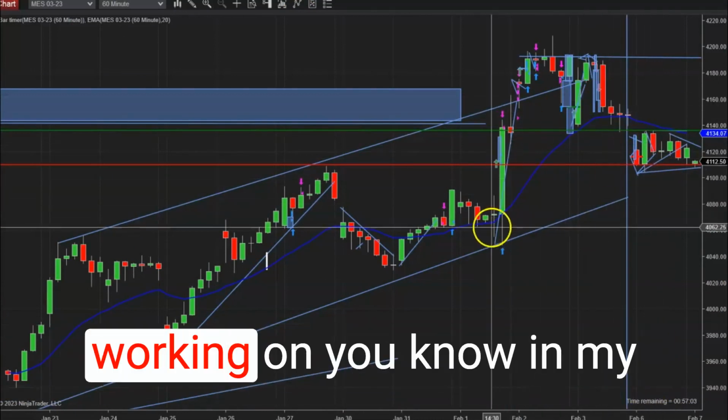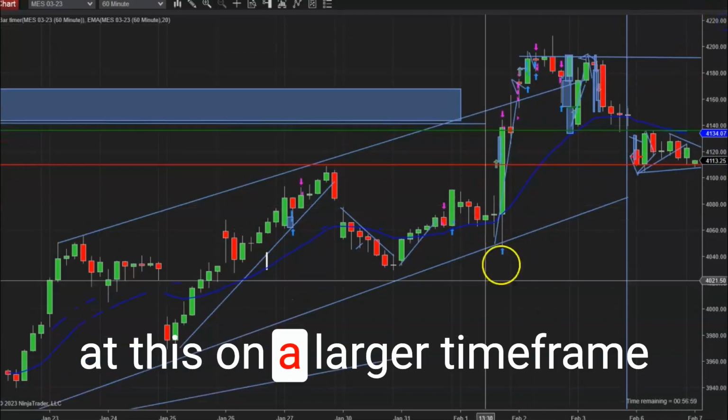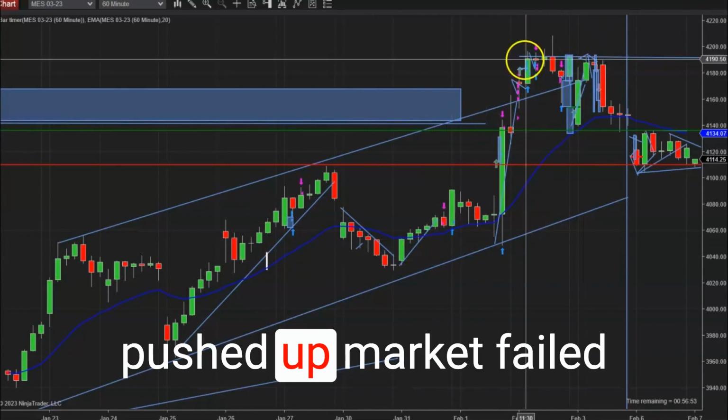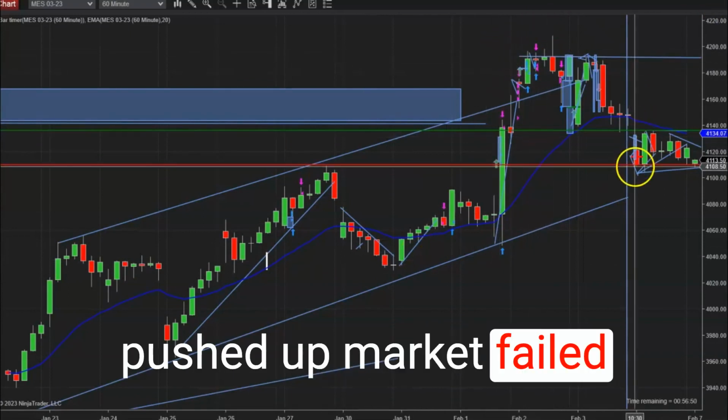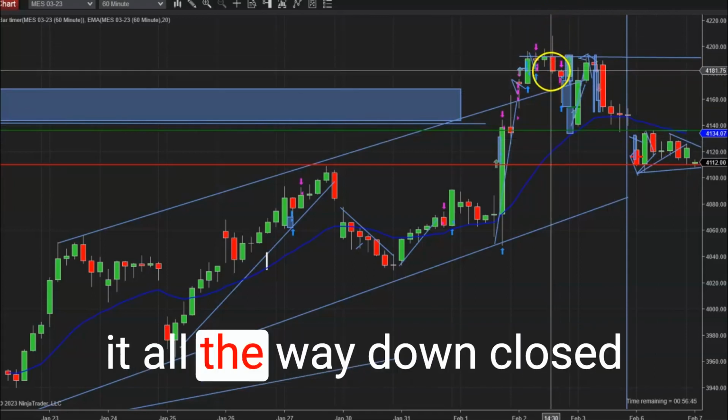So again, I'm still working on how I'm looking at this on a larger time frame. Again, the market pushed up, the market failed, right? How do you know it failed, Joe? This at one point was a green bar, and they sold it all the way down, closed it at the low.